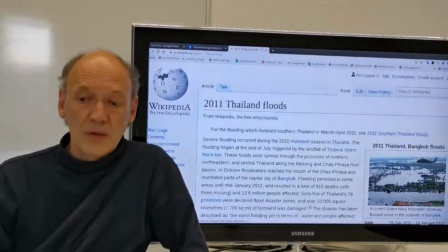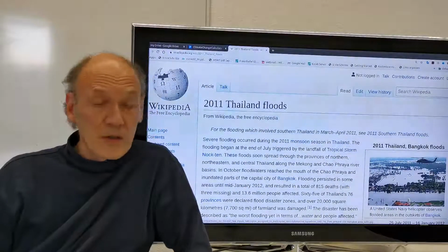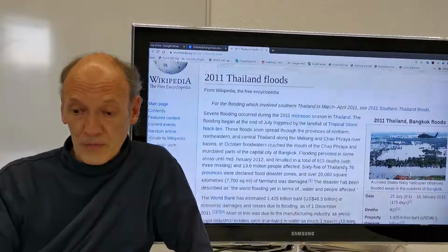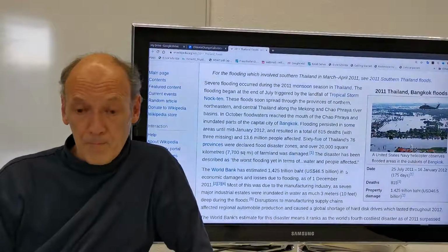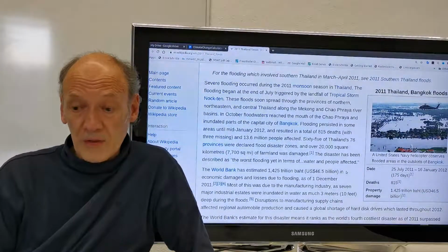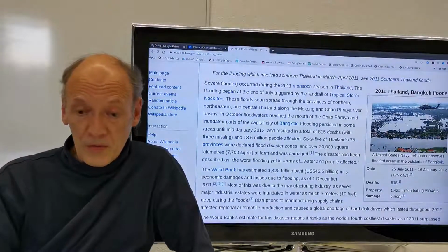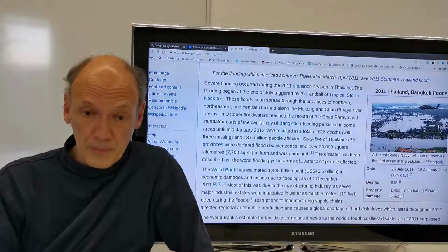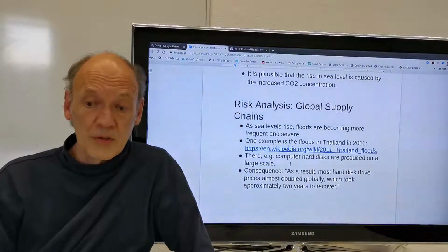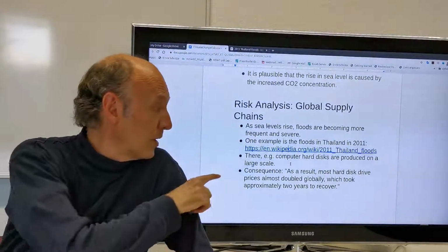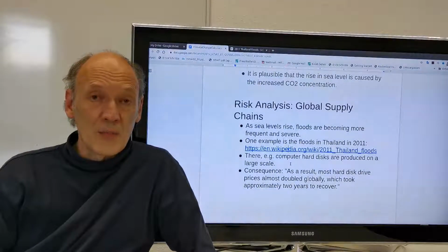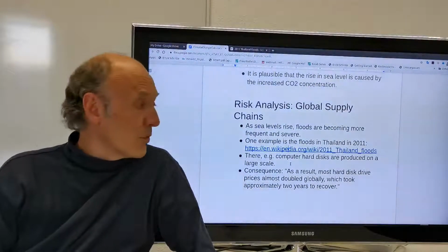You can see big parts of Bangkok in Thailand were flooded for several months, basically because this is an event which becomes more frequent with rising sea levels. And the consequence is actually quite interesting. Bangkok is a center where computer hard disks are produced on a large scale. So a big portion of the world's supply of hard disks for computers comes from Thailand and from Bangkok.